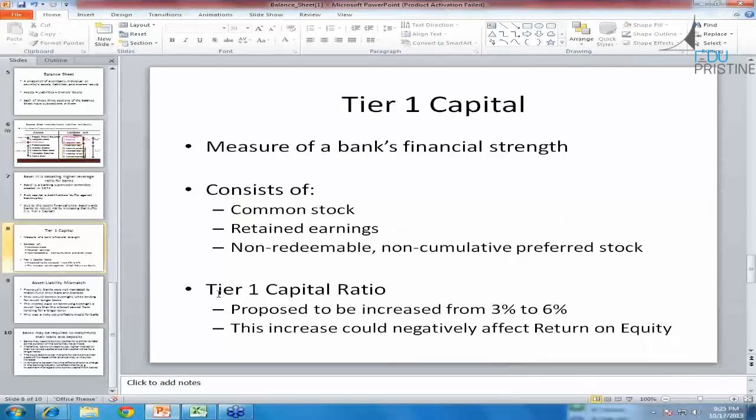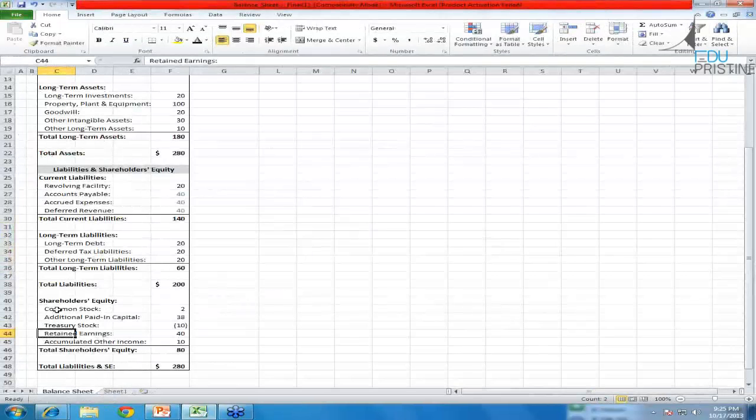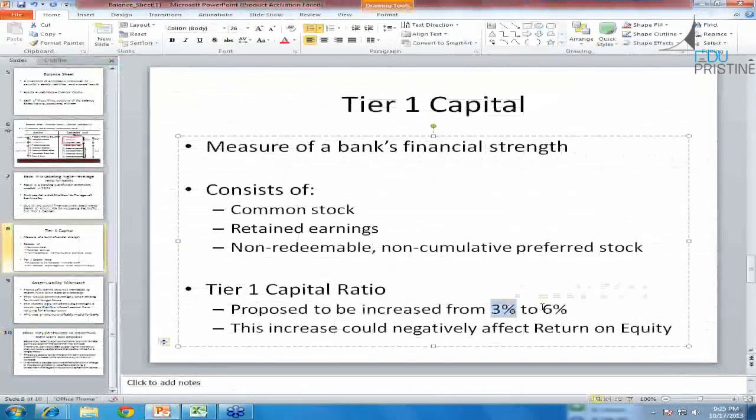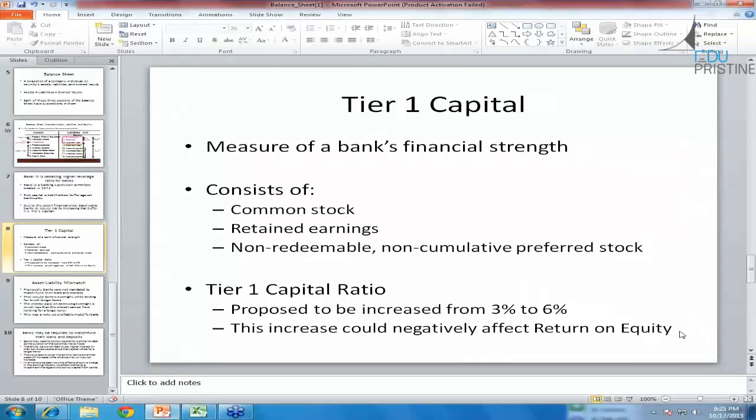Finally, the Tier 1 capital ratio. What that means is that the Tier 1 capital as a percentage of assets, retained earnings plus common stock plus additional paid-in capital, these three numbers as a percentage of assets needs to be increased from 3% to 6%. Almost, in some cases it can be 5%, but it is still a drastic increase if you understand how balance sheets at these banks are structured.